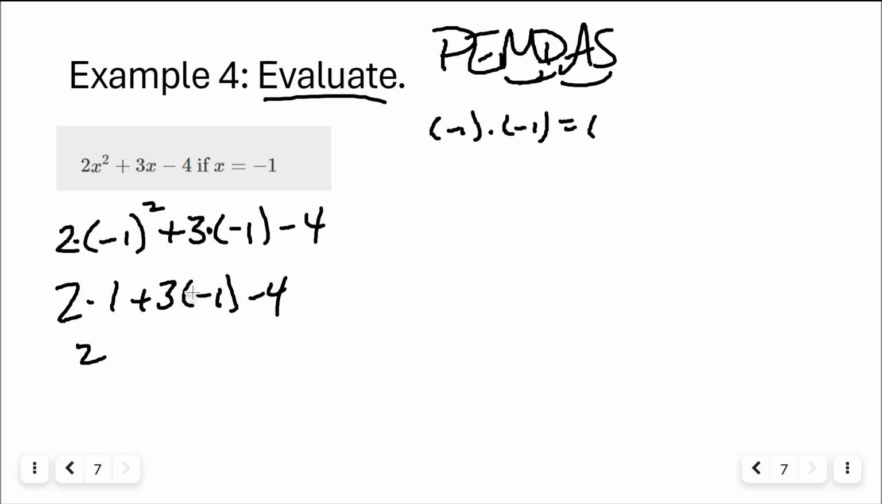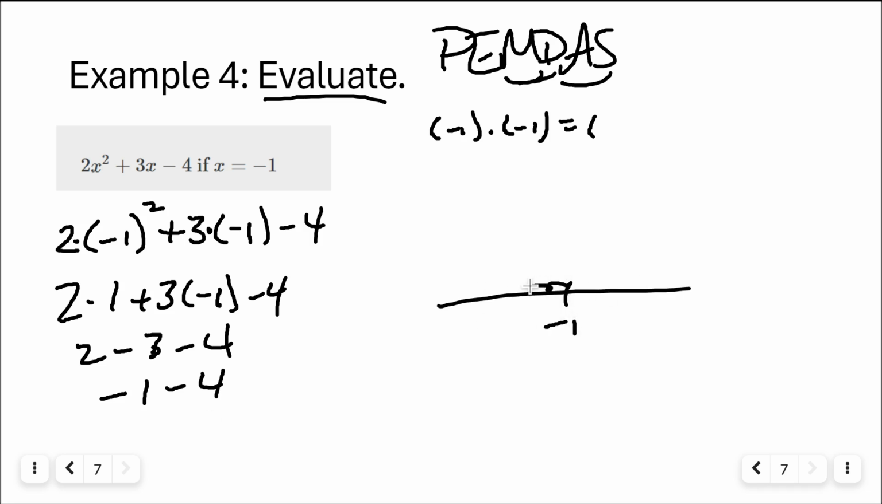2 times 1 is 2. 3 times -1 is -3 minus 4. 2 minus 3 is -1. -1 minus 4, again, you don't know it, put it on the number line. -1, 1, 2, 3, 4 more back, you're at -5. Okay, signs are the same. Add the numbers, take the sign.